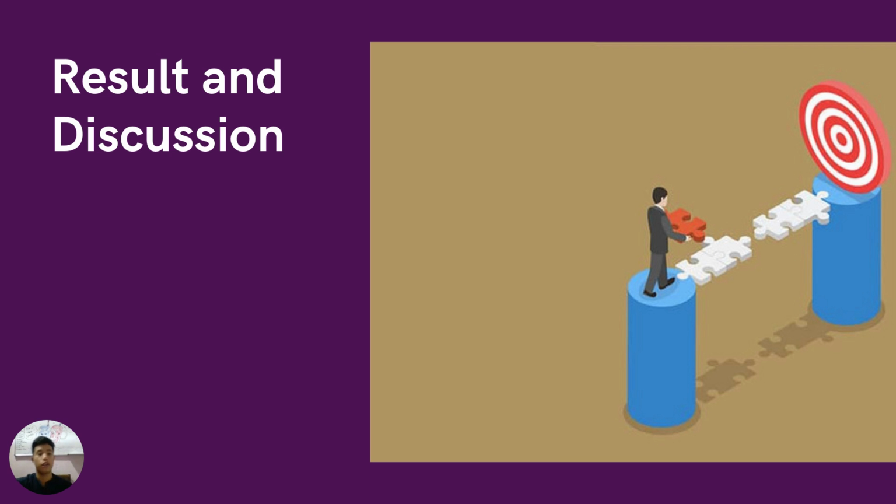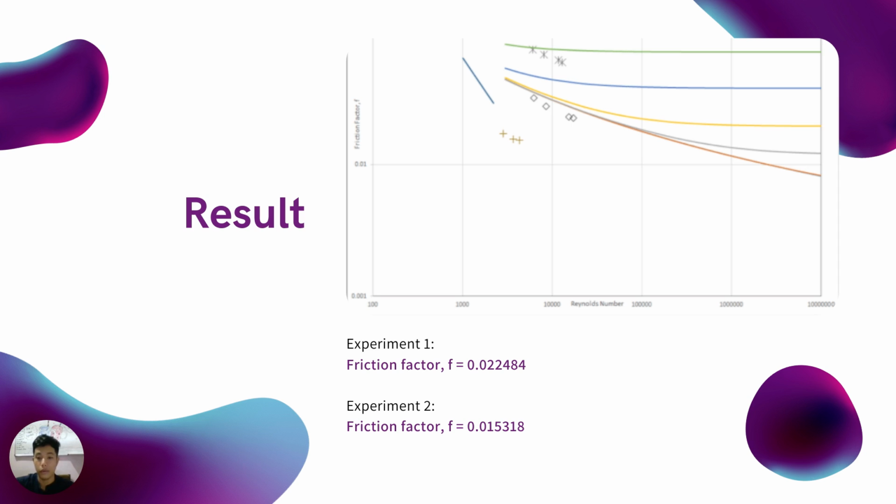Now, for result and discussion, after we conducted the experiment, we have to discuss the results that we received from the experiment. Since we are trying to determine the friction factor for fluid flowing in the pipe, we have to use the Moody diagram, the one on the screen in front of you, where we have to plot the Reynolds number and the friction factor.